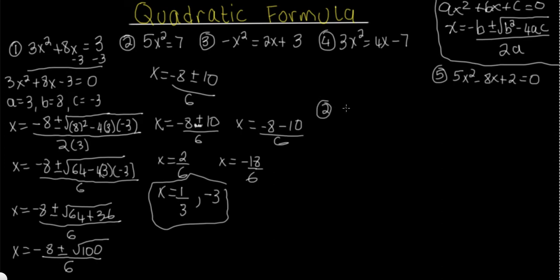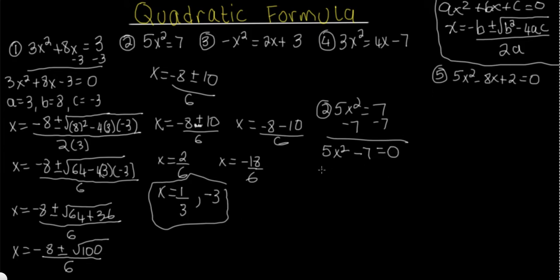So for number 2, we have 5x squared equals 7. First thing you want to do is move the 7 to the other side. I'm going to go ahead and rewrite it. So subtract 7 on both sides. We have 5x squared minus 7 equals 0.